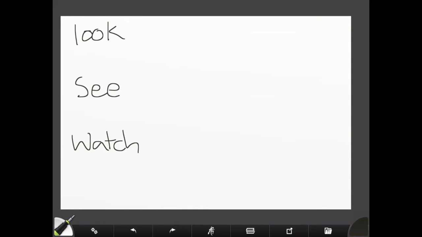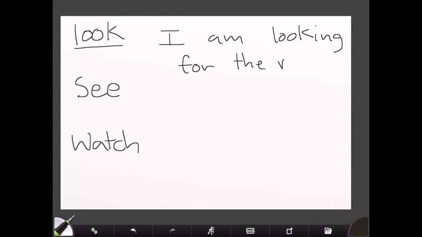So you use them all a little differently. When you use the word look, you could be looking at anything, or you could be kind of searching for something. So you can say, I am looking for the remote. Okay, so people always lose their TV remote. So I am looking for the remote.